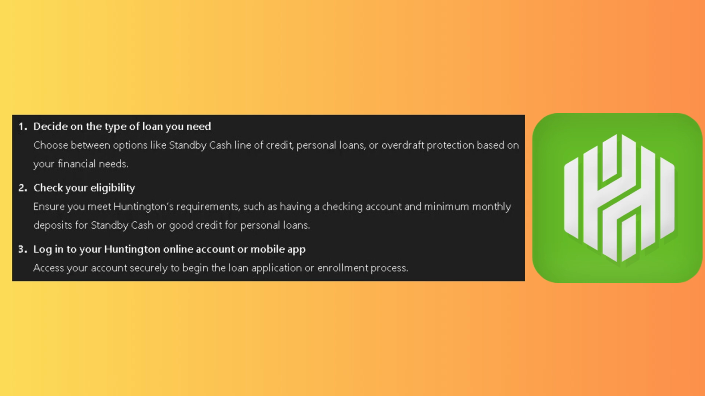Check your eligibility. Ensure you meet Huntington's requirements, such as having a checking account and a minimum monthly deposit for standby cash, or even good credit for personal loans.